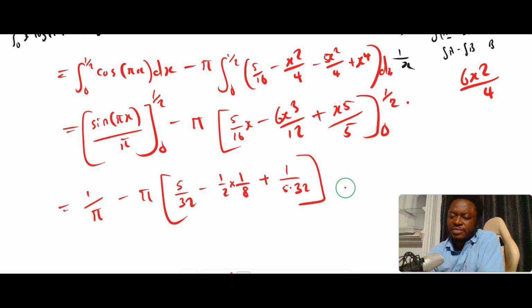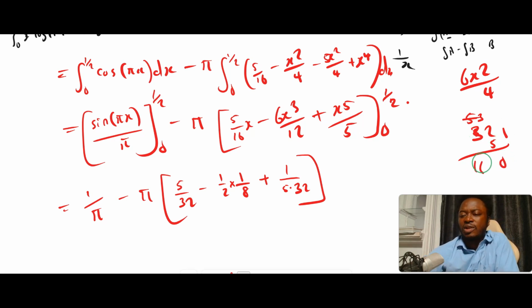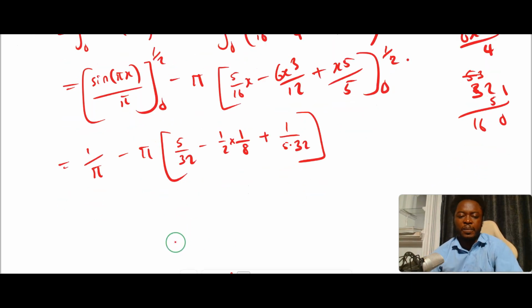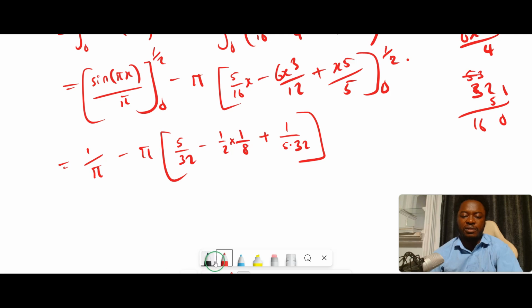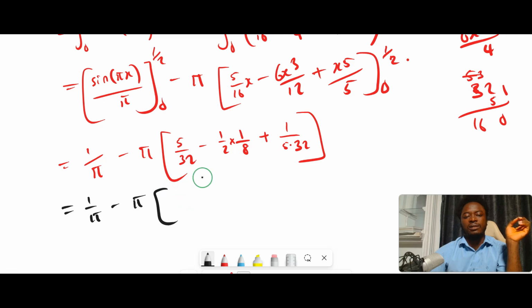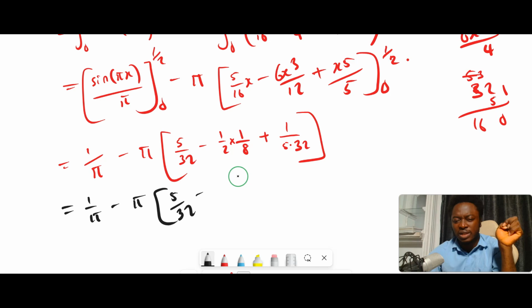5 times 32 is what? 32 multiplied by 5, that is 160. So we need to calculate, I'll change the color of the pen, 1 over pi minus pi times 5 over 32 minus 1 over 2 times 1 over 8, which is 1 over 16, then plus 1 over 160.